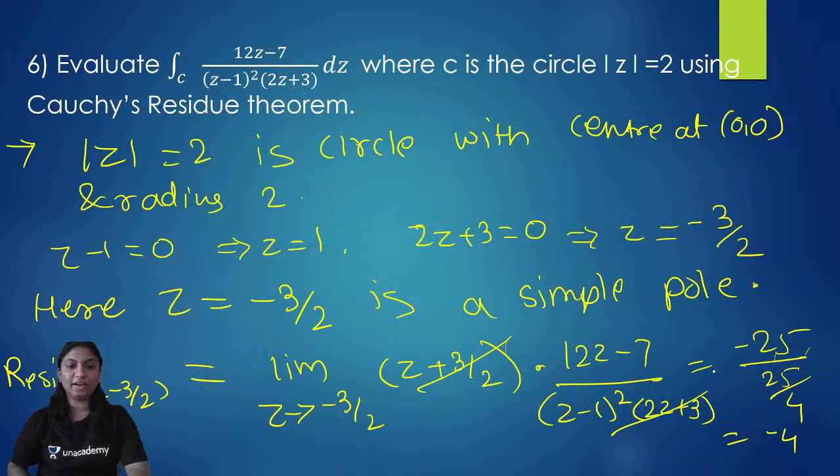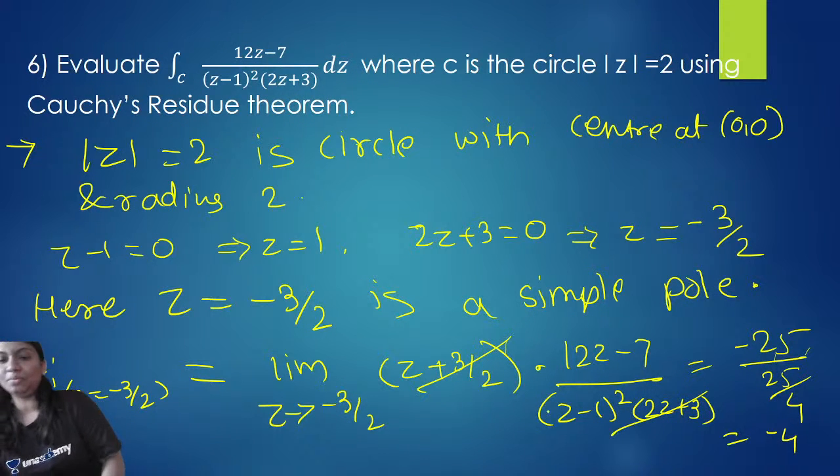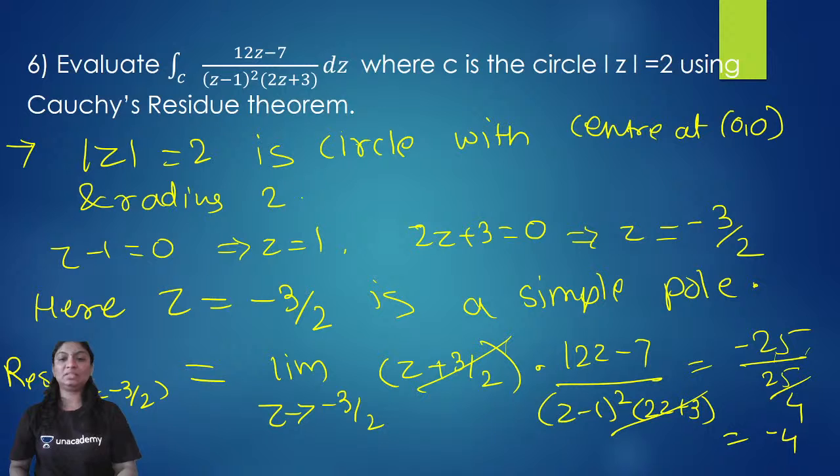So you can cross verify it. Put here z is equal to minus 3 by 2. So 12 into minus 3 by 2 is minus 18, minus 18 minus 7 is minus 25. Minus 3 by 2 minus 1 is minus 5 by 2 square, so that is 25 by 4. That will give us minus 4. So the residue at z is equal to minus 3 by 2 is minus 4.